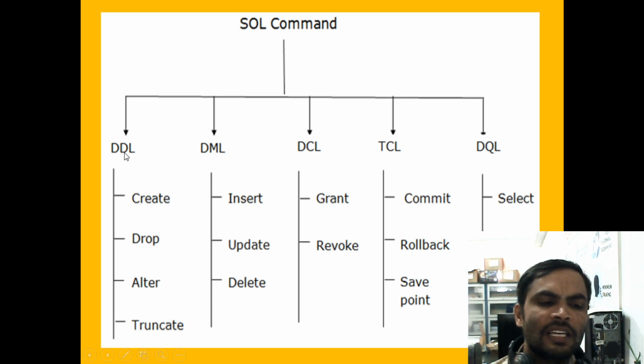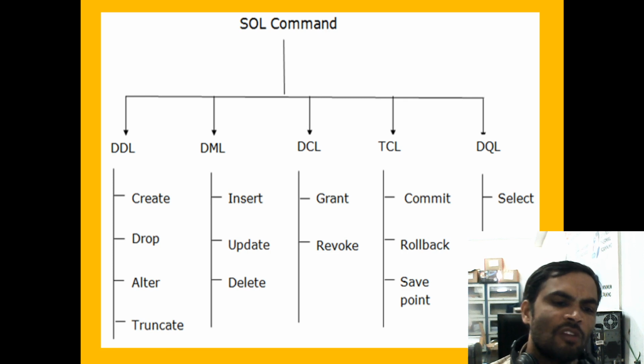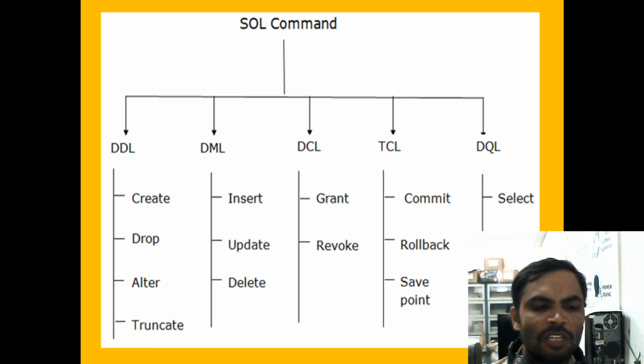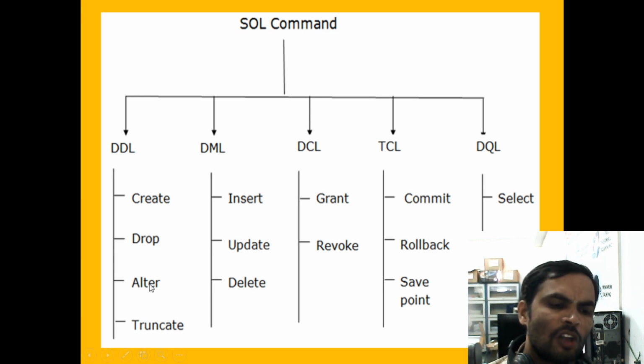Under the DDL, the create command will be there. The main purpose of the create command is for creating the table. Drop means dropping the entire table. If you want to drop the table, we can drop the table. Alter means if you want to give the column name or any name, at that time we are using alter, if you want to add columns under the table. For example, if you design the table and after designing the table you want to add a column, at that time we are using the alter command.